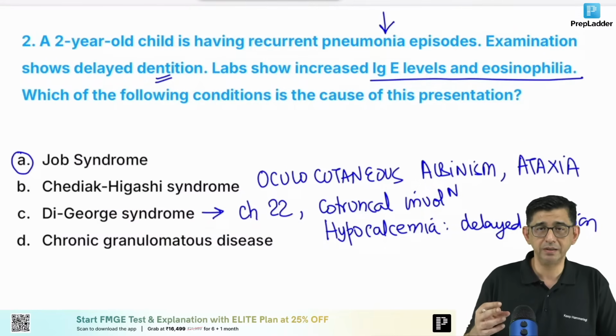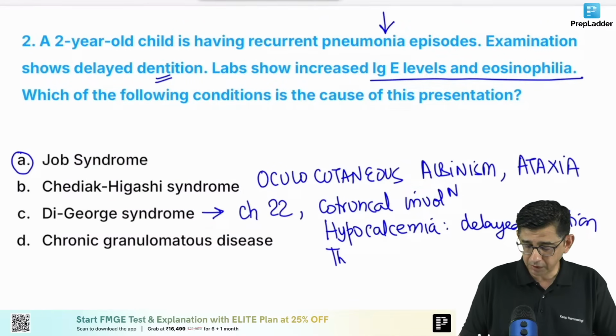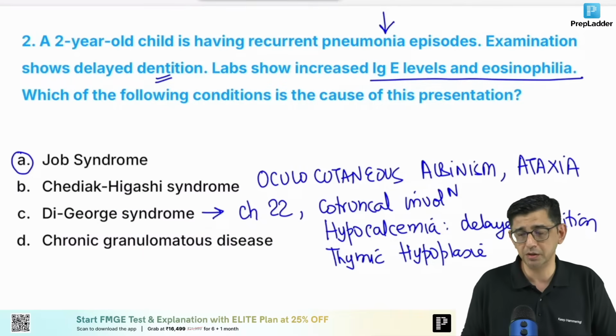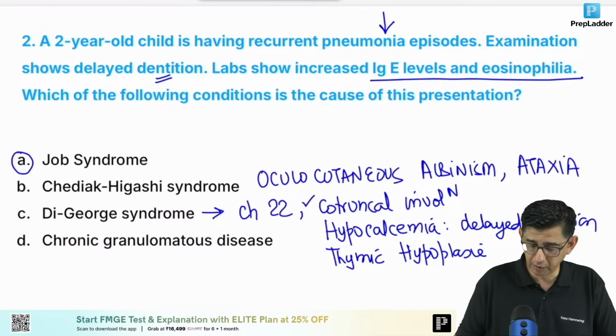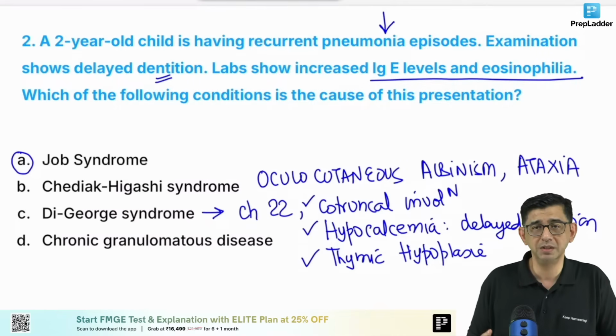So that is the key word for this question, that the IgE levels and eosinophilia part is the key word for this question. We will be having hypocalcemia with thymic hypoplasia. And because of this thymic hypoplasia, as you can understand, if T cells are not there, there is bound to be infections occurring in a patient. So most of the time, the questions will be describing manifestations of hypocalcemia. That could be delayed dentition, short stature, or rickets-like presentation in a patient.